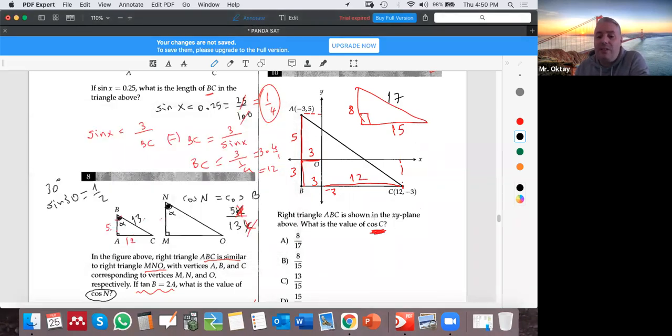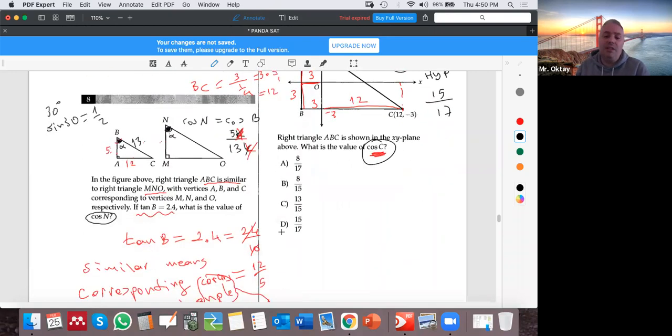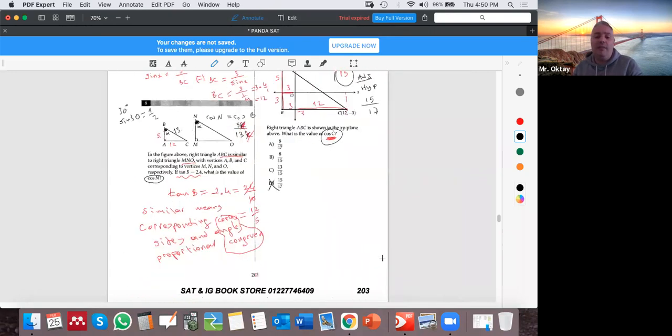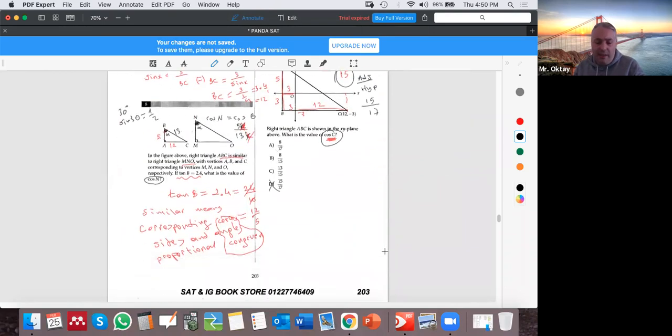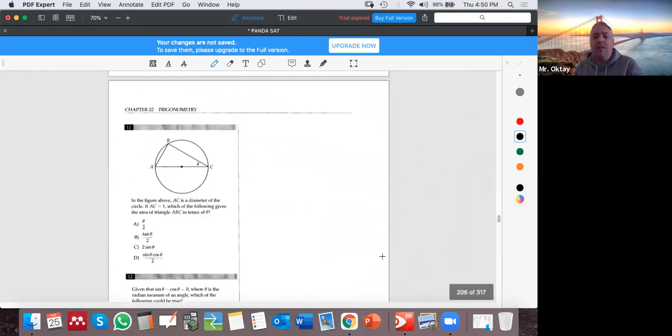And then the question: cosine of C. So C is here. What is cosine? Adjacent divided by hypotenuse. So adjacent is 15, hypotenuse is 17. So the result is 15 over 17, which is part D. I am passing, okay? Whenever you have a question, tell me.